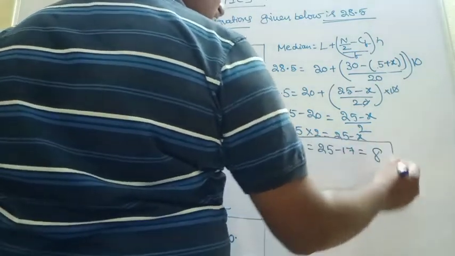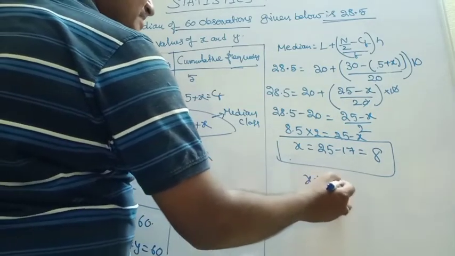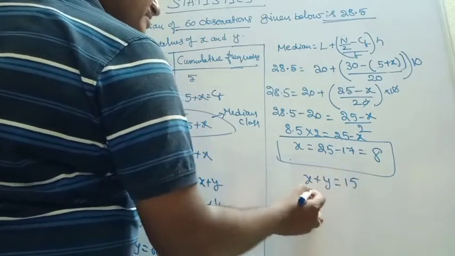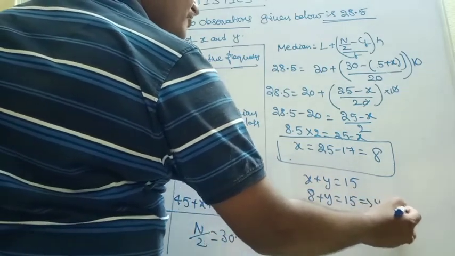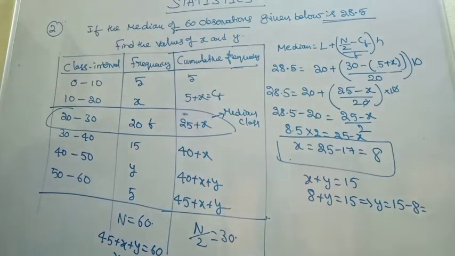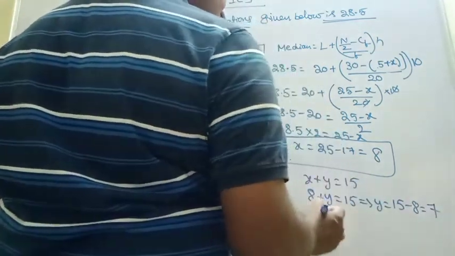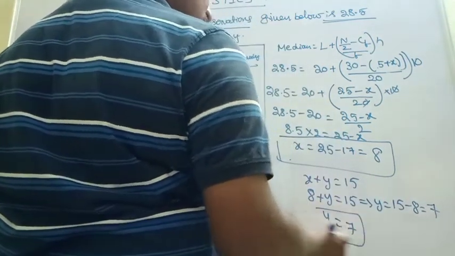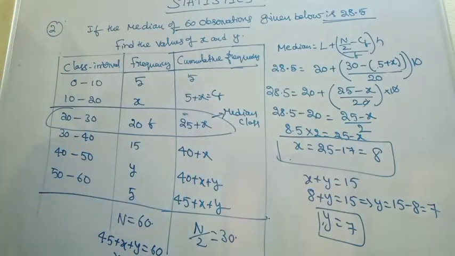Now you got the x value as 8 nicely, and you know that x plus y is equal to 15. X plus y equal to 15 means x is 8, so 8 plus y is equal to 15. From this y is equal to 15 minus 8. How much did you get? 15 minus 8 is 7. Therefore the y value is equal to 7. x is equal to 8 and y is equal to 7.